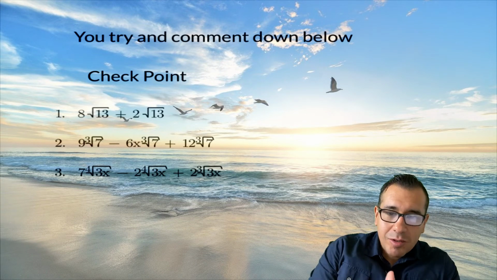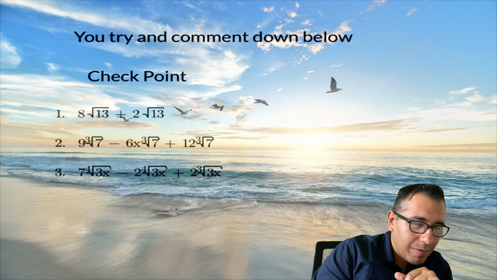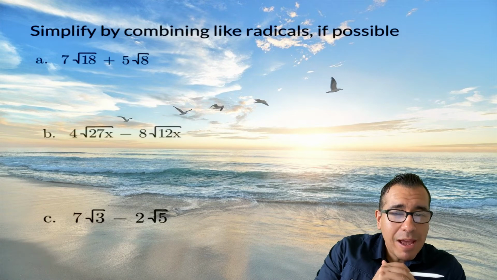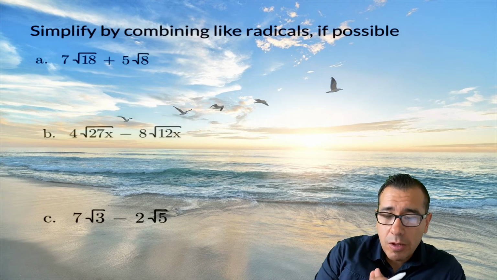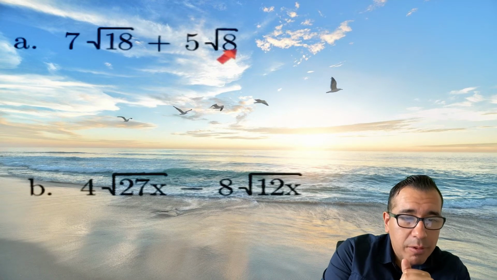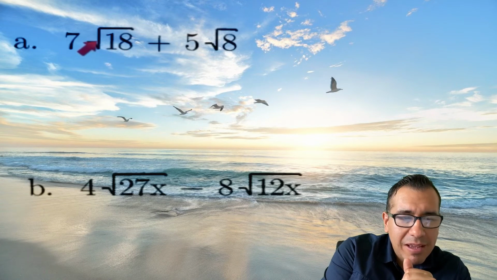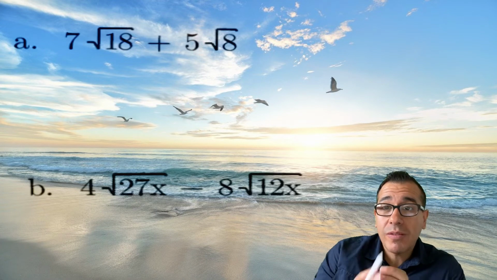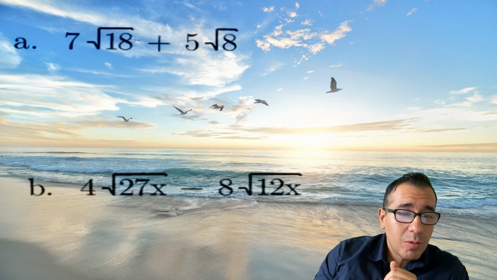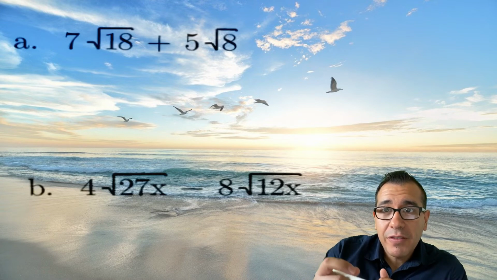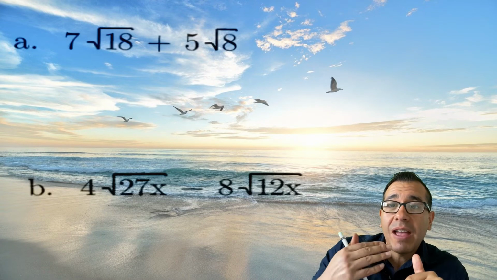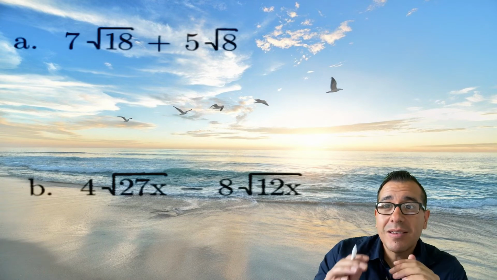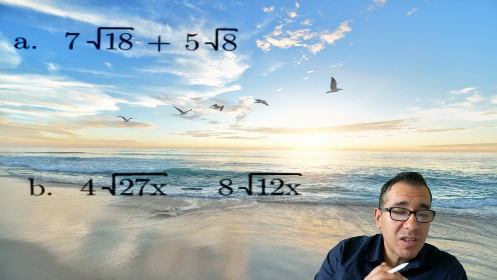All right, so let's continue the march here. Simplify by combining like radicals, if possible. Well, right off the bat, this is where I tell people to be careful, because people are like, well, wait, I have the square root of 18 here, and I have the square root of 8 there. So if you haven't checked out our other video, we linked it down below, of how to simplify radicals, because your first job is to simplify each radical as much as possible.